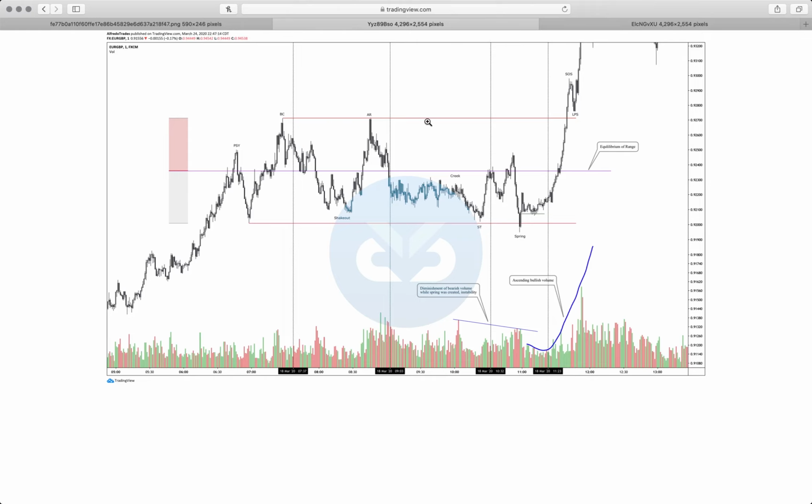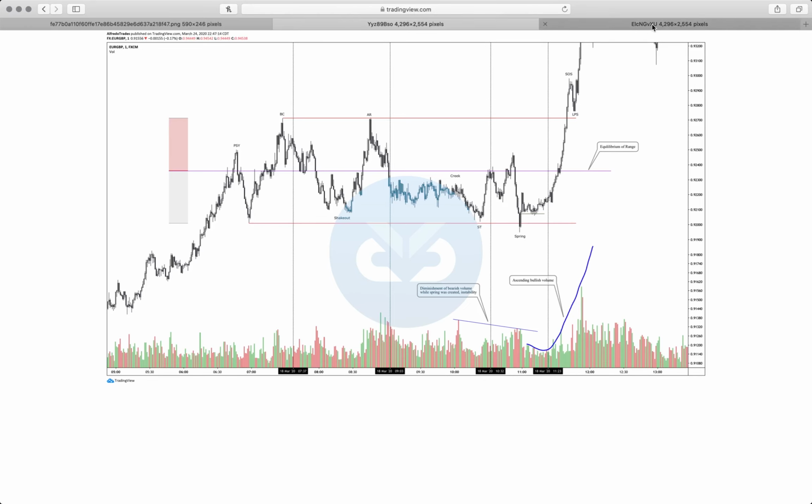So the difference here, like I said before, is obviously what's happening inside the range, struggling to essentially take out equal lows, or lows period. We then get basically just a liquidity grab. Take out those equal lows, reaction, SC, continuation, and ascending bullish volume.